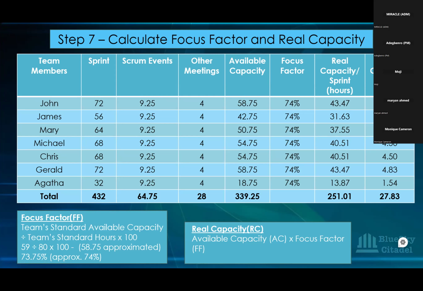The one that affects each person is your own annual leave that you've taken off, not the bank holiday. So we would have still used 72 to deduct the Scrum event ceremony and the other meetings, and still come to this 58.75 and approximate to 59 to do our calculation to get our focus factor. It wasn't because they didn't take any day off. That is what we would have used. That's the standard hours, just removing the eight hours bank holiday from it.